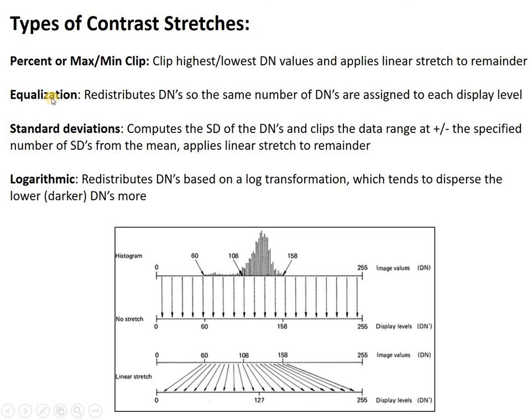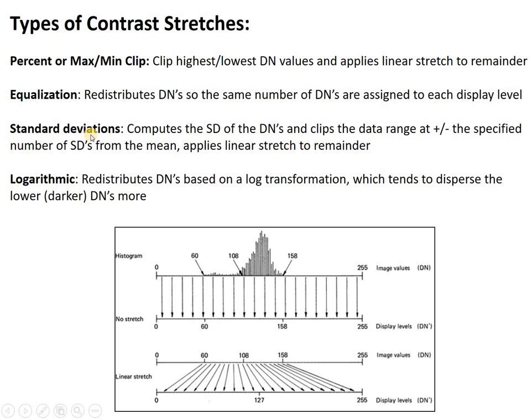Equalization. An equalization stretch will redistribute the digital numbers so that the same number of digital numbers are assigned into each display level. So that's a nice way to make sure that you don't have any bunching or compression in any part of your data. All those digital numbers are as spread out as they can possibly be. But sometimes that doesn't work well, because sometimes you actually don't mind if some of your digital numbers are all displayed as the same tone.